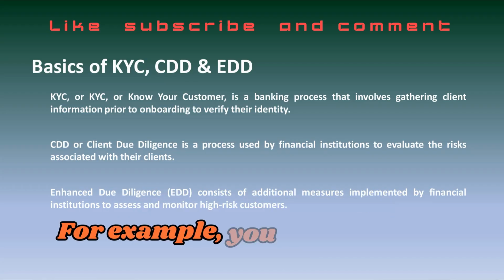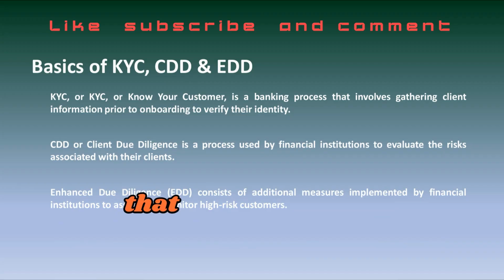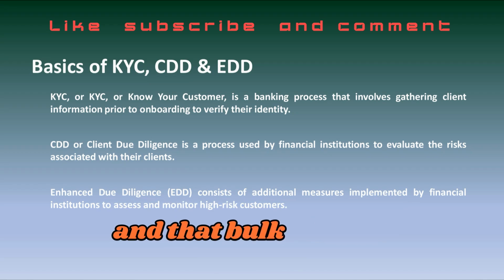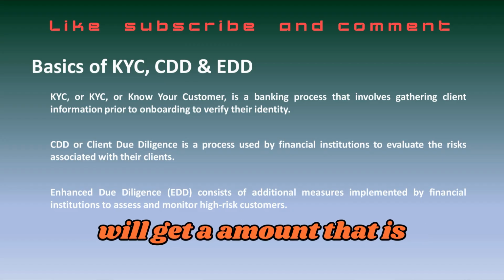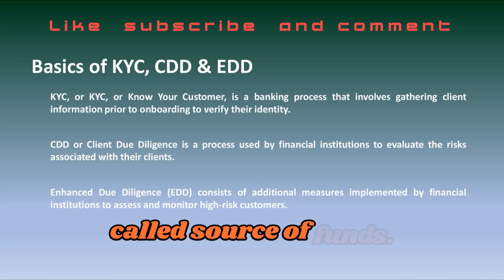For example, you own a house and you are getting a monthly rent. That is called source of funds. But if you sold the house, now you get a very bulk amount, and that bulk amount is called overall wealth. When you sell a house, the amount you get is called source of wealth. But if you are receiving monthly rental income, it is called source of funds.